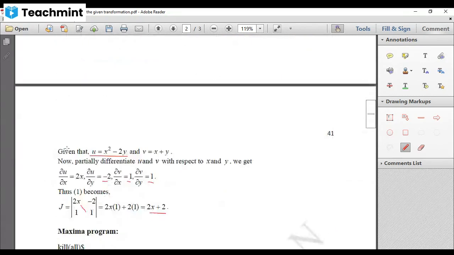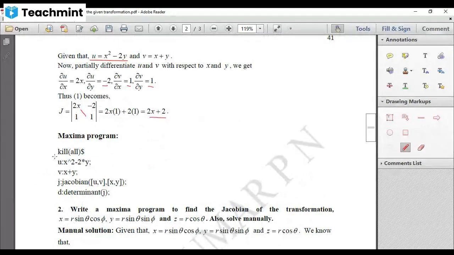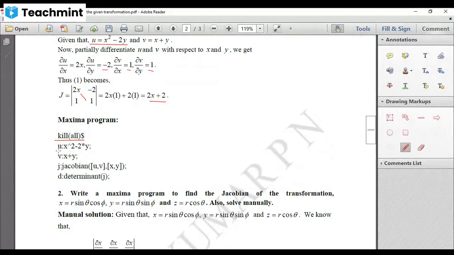How to write a Maxima program? As usual, we start with kill(all). Then we'll assign u. What is our u? u is x square minus 2y. So x^2 - 2*y. If you want to display, you use a semicolon. If you don't want to display the output, then use a dollar sign. It will store u with this, but it will not display. If you use a semicolon, it stores u with this value and it displays the output.